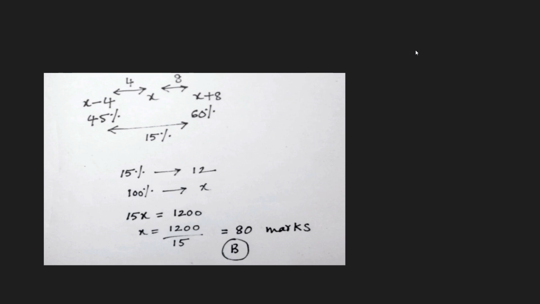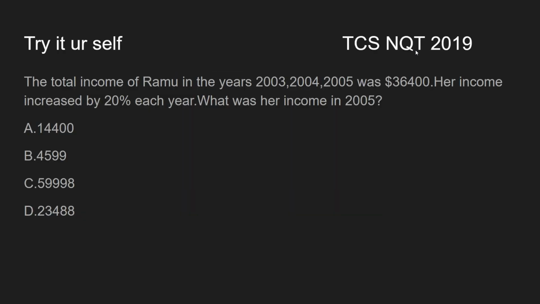If you add both you will get 12. You can equate that 15% with 12. And for 15% if it is 12, for 100% how much? Let x, you do the cross multiplication. 15x equal to 1200, and after simplification you will get 80 marks as the answer. So option B is the correct answer.